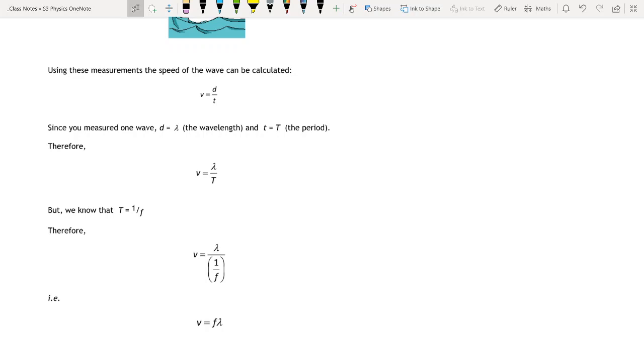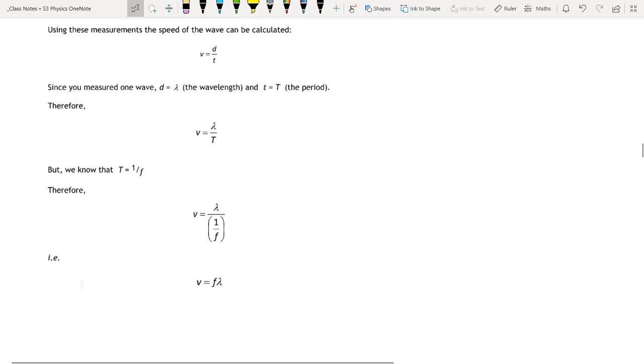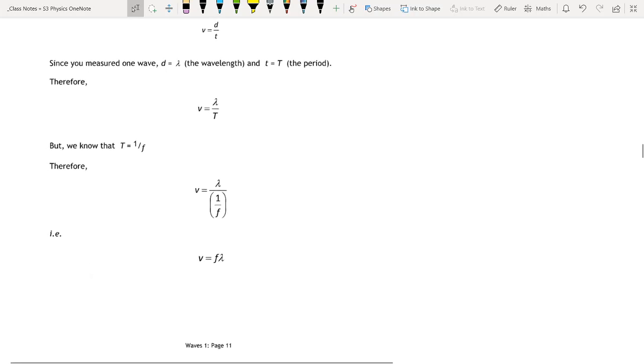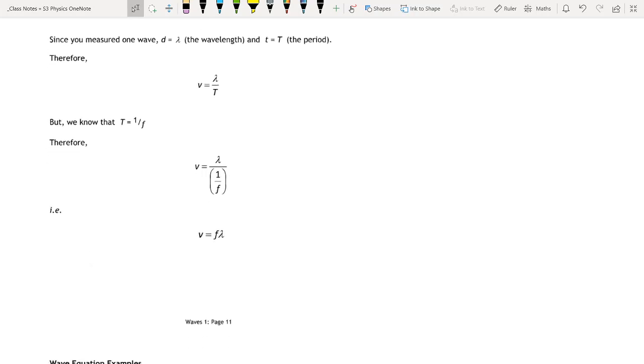Q is the time for one wave to pass, which is the time period, remember capital T. So speed is therefore the wavelength, which is the distance, divided by the period, capital T. We also know from one of the earlier pages that the time period is 1 over frequency. So we can just replace that time by 1 over f. So that's what we've done here.